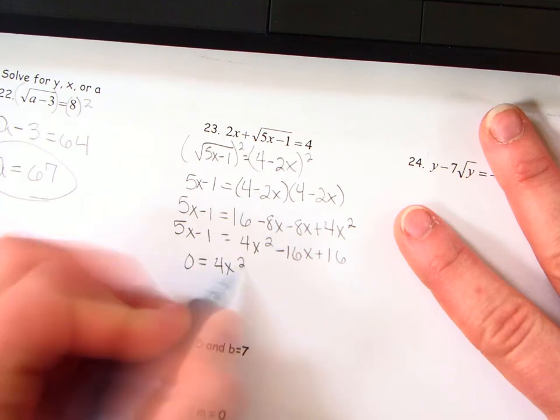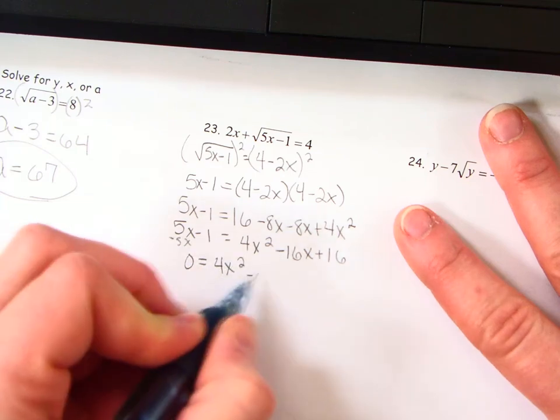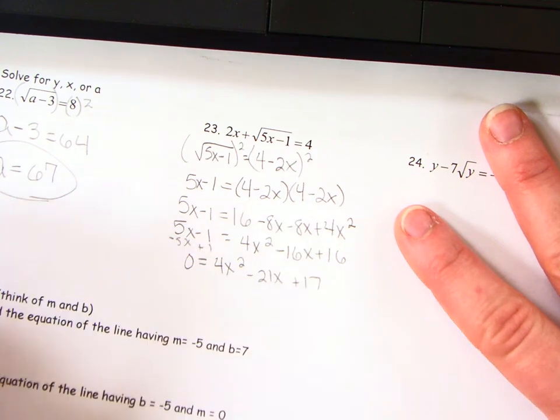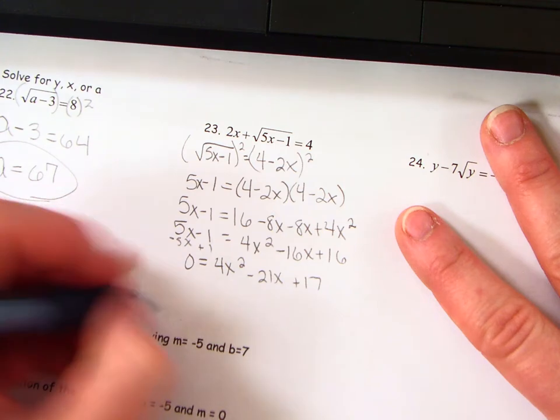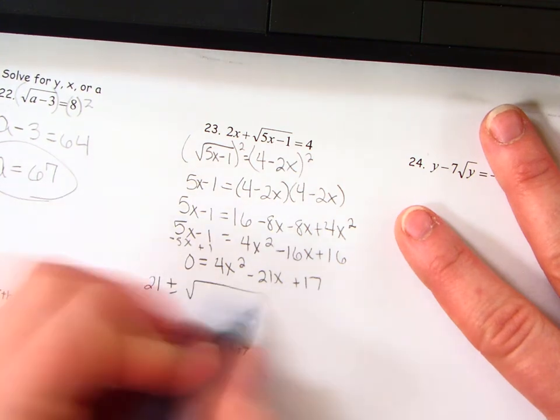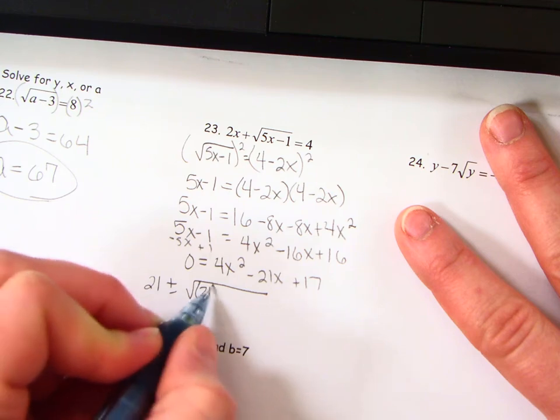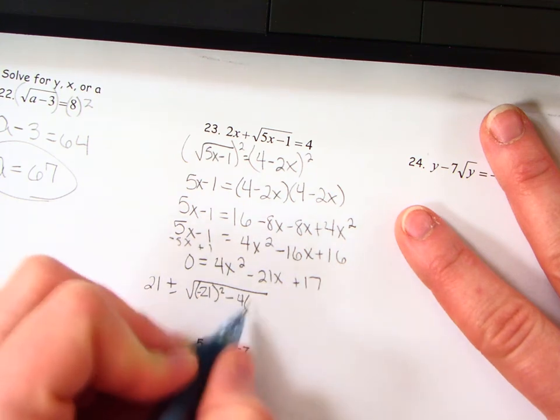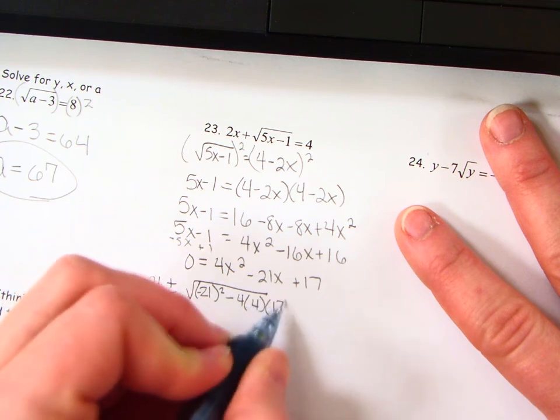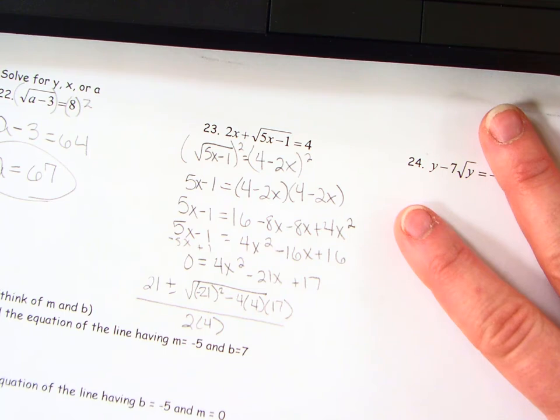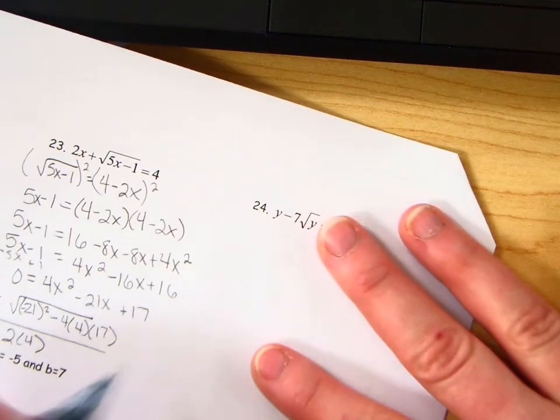4x squared, you're going to minus 5x, so you get minus 21x. You're going to add 1, so you get 17. And then you do your quadratic formula. Negative b plus or minus the square root of b squared minus 4ac. We did this a lot in chapter 5, so it's probably pretty fresh in your minds. All over 2a.